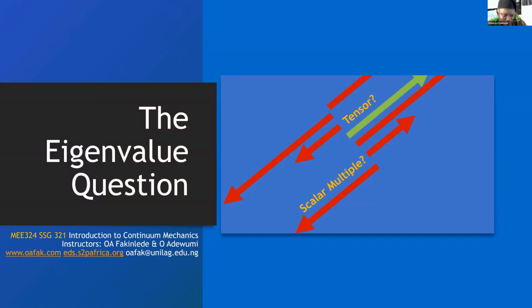It is the eigenvalue question. The eigenvalue question is the big question facing tensor analysis. What are the eigenvalues and the eigenvectors of a tensor? What do these things mean? I want to show you the physical meaning of this.